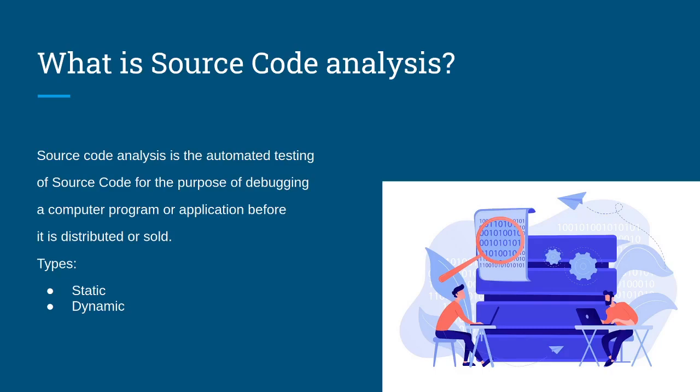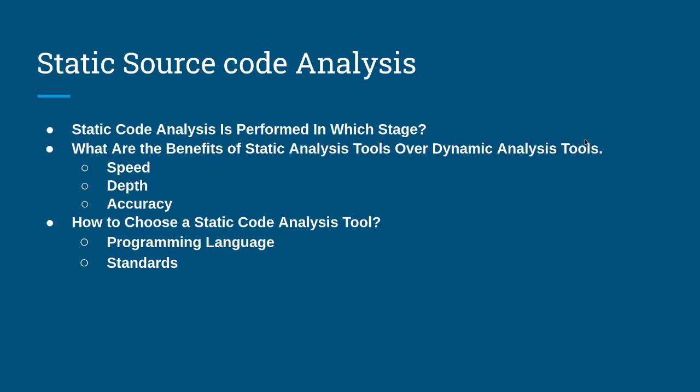The dynamic analysis consists of real-time program testing, which is done in production or in a test environment, and static code analysis is done in the development phase and is directly done on the code, not the functions. Okay, so static source code analysis. At which stage is static source code analysis performed? It's performed in the development stage, and that's where software testing begins.